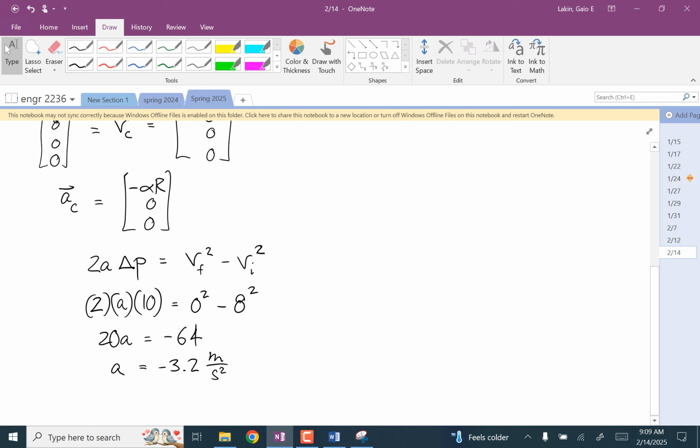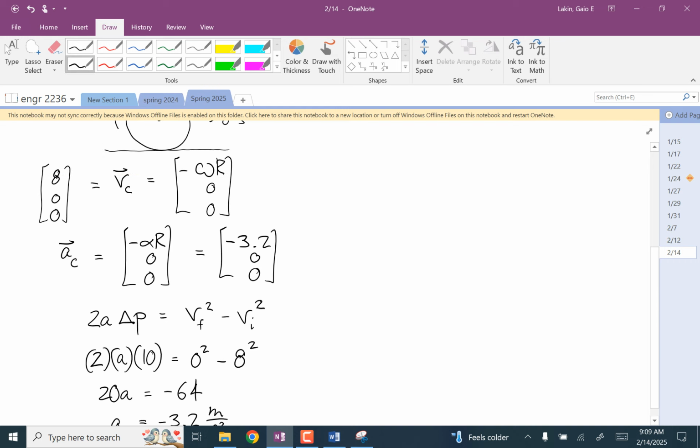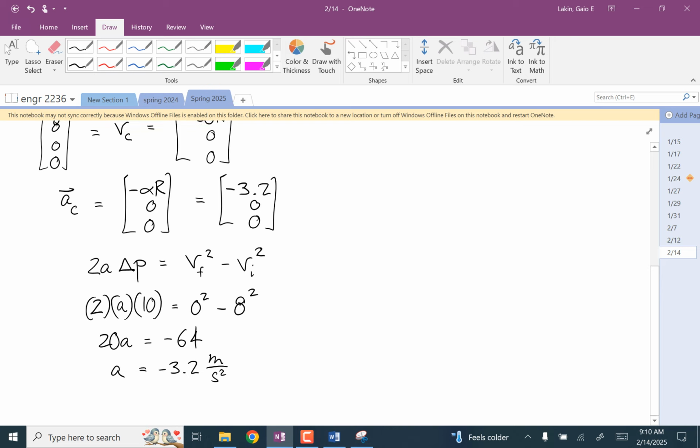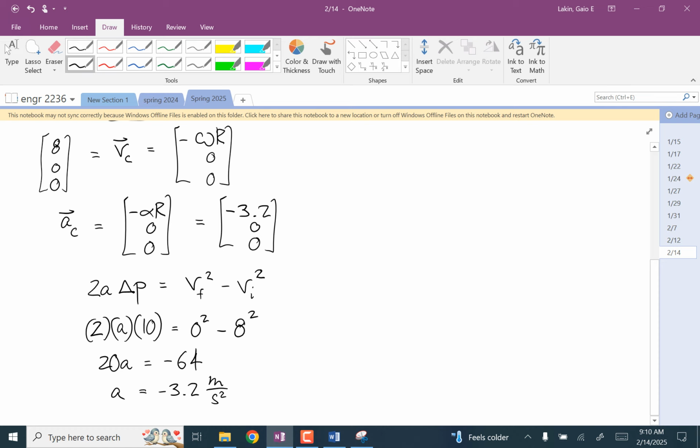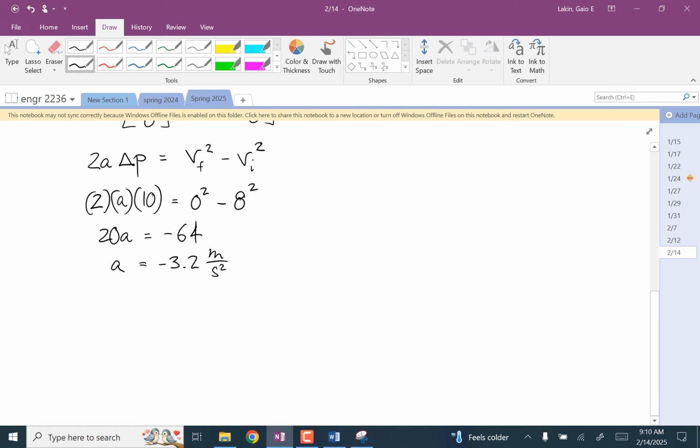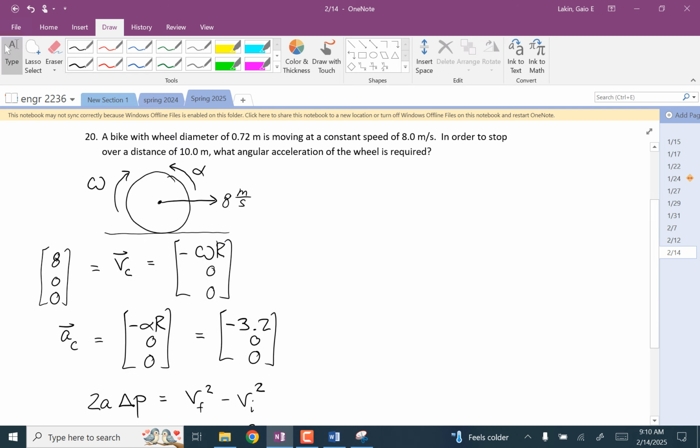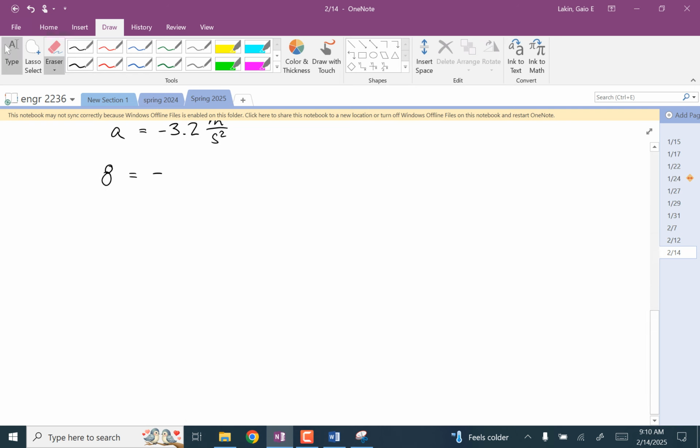And now we can say that this acceleration of the center is negative 3.2, 0, 0. Because it's slowing down, we know that has to be in the opposite direction as the velocity. And now we have these 2 equations that we can use. I'm just going to use the X equations for each of these. So we have one that says 8 is equal to negative the radius of this circle. It gives us a diameter, so the radius is half of that.